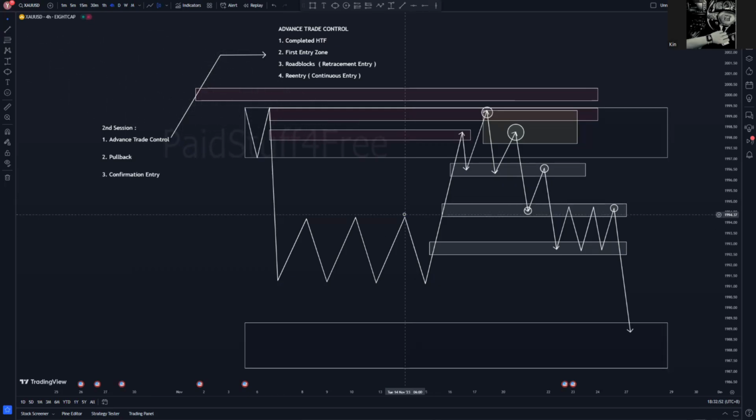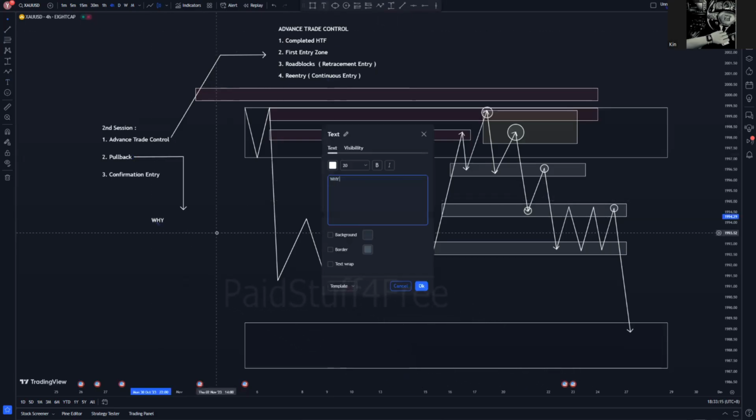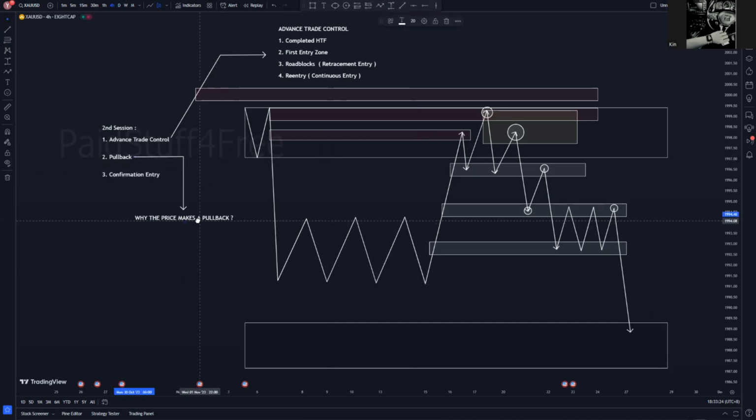If there is no question for now, let's go to the next topic, which is the pullback. In this topic, we're going to answer this question: why does the price make a pullback?